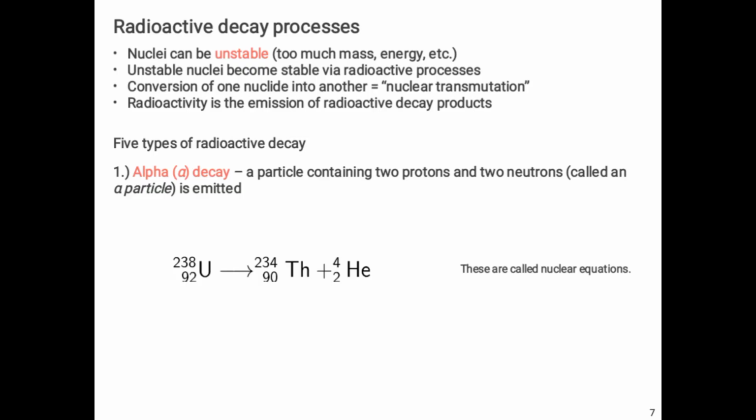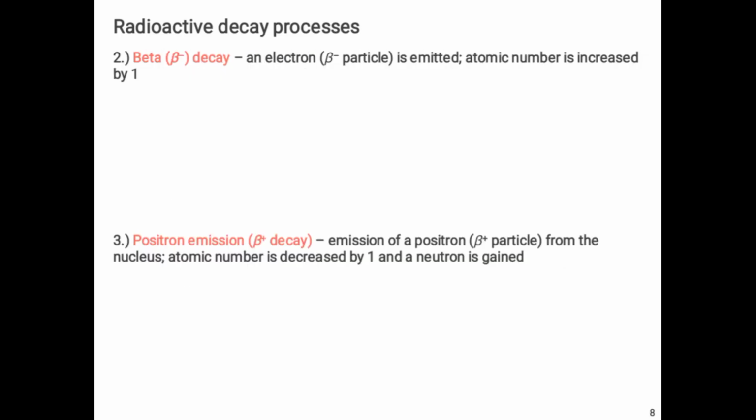The first one is alpha decay. The emission of an alpha particle containing two protons and two neutrons is called the alpha decay process. The example is uranium 238 92 decaying to thorium 234 90 plus helium 4 2. These are called nuclear equations.